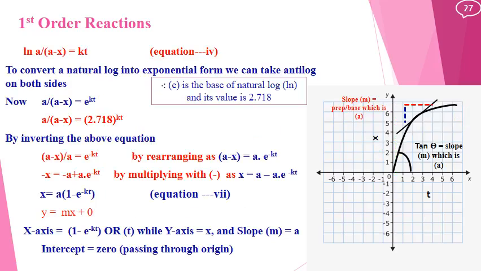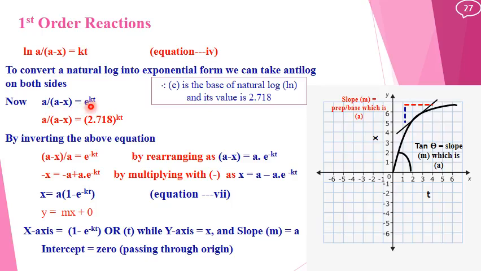In this slide, we will have another derivation of a linear equation by using equation 4. As we know, equation number 4 is actually log natural a over a minus x is equal to kt, and by taking its antilog, we may convert this equation like a over a minus x is equal to e raised to power kt. By anti-logging the left hand side, the log natural value will be nullified or deleted, because we are taking the anti-log of log natural.